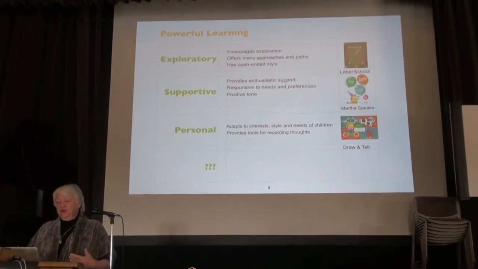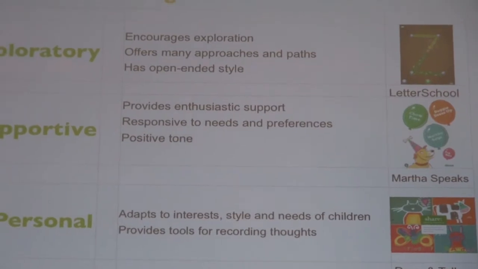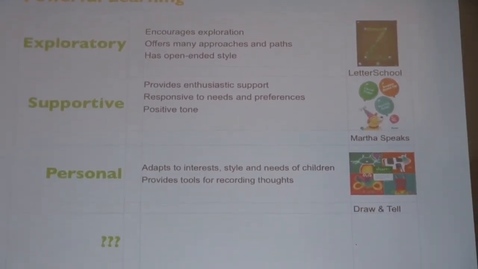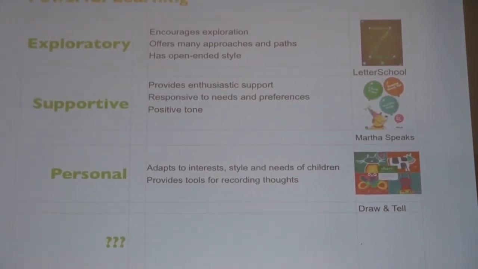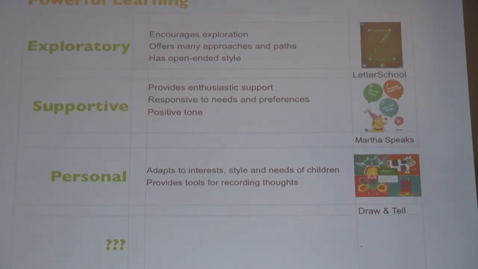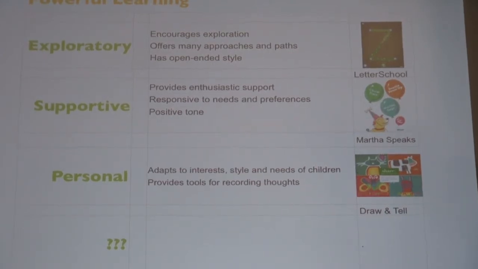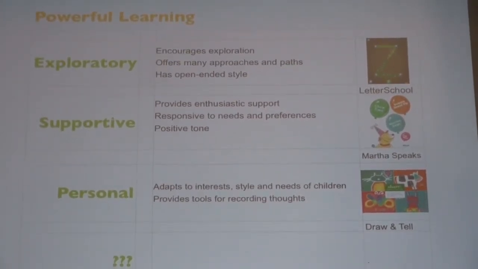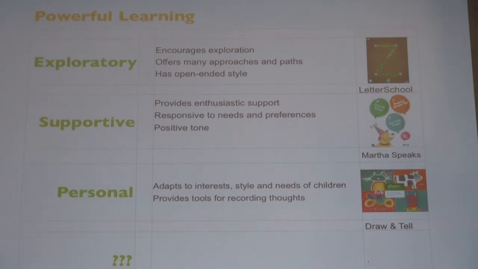And is it exploratory? I think Letter School is fantastic, and it's probably the most competitive app to mine. I think it's wonderful, and I appreciate what they've done, because it's hard to have tracing letters work like they've made it. There are many approaches and paths. You can go to lowercase letters, uppercase letters, numbers. You can go to Danielian. You can go to the different kinds of writing that are in schools. And it has an open-ended style. And my kids say, today I want to do all the numbers. And I think there are many more ways to be exploratory. They're much broader, but that's one example.